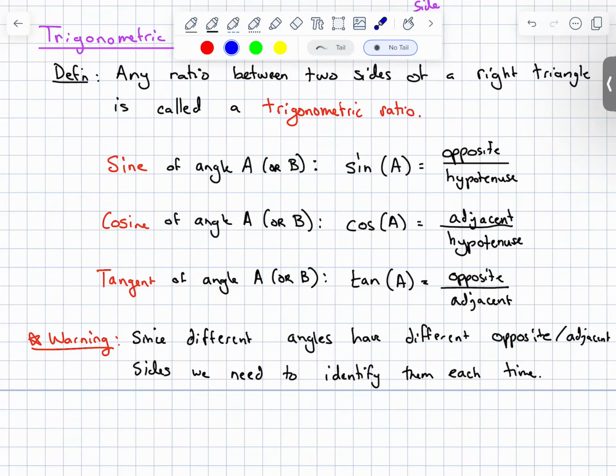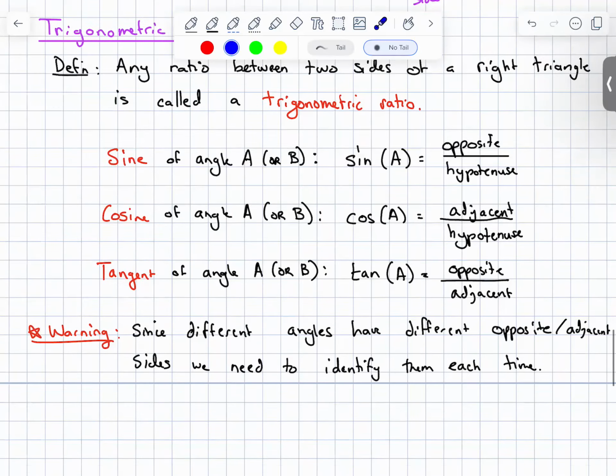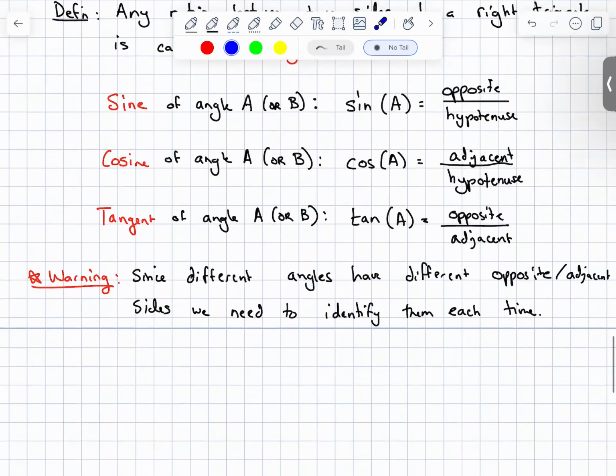Now, the way to remember it, and this is what I'll give you on the exam, but you need to know how to use it, is a remembering trick. Does anybody know what it is?